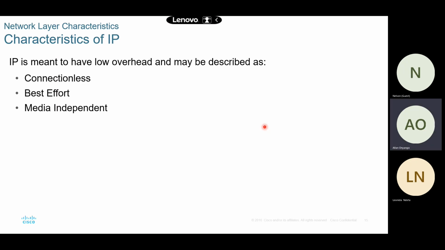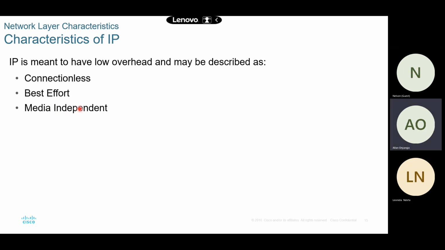So media independent means that this IP protocol does not choose which type of media will be used. We know that we have three types of network media: we have fiber optic, we have wireless, and we have copper. So the IP protocol does not choose which of those three types of media to use. That's why we say it is media independent.